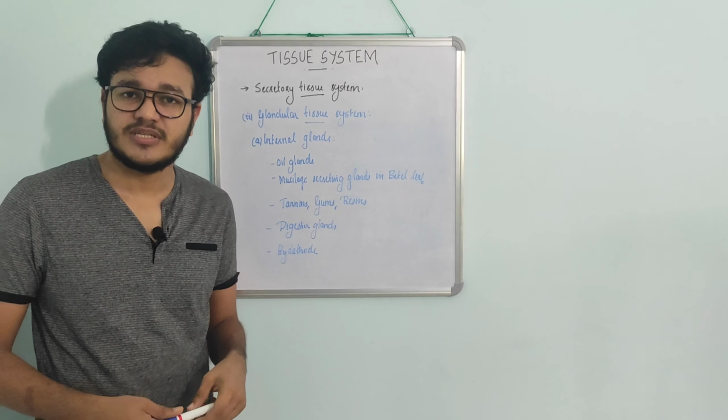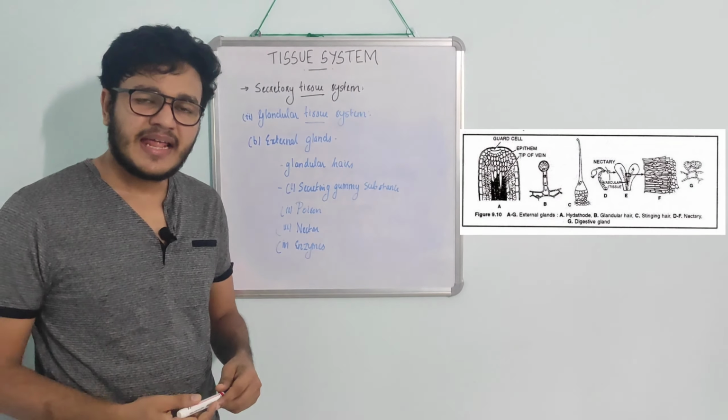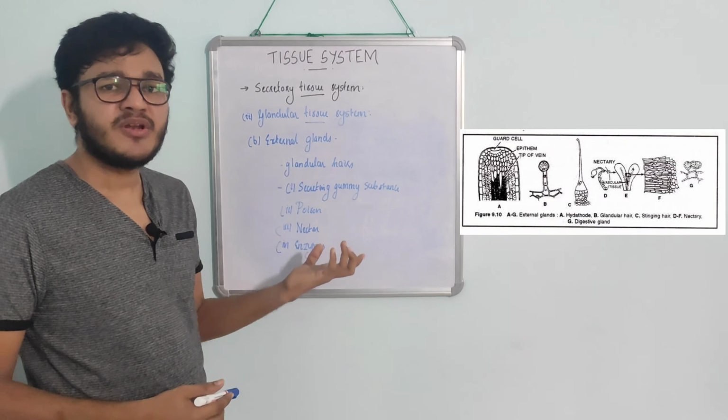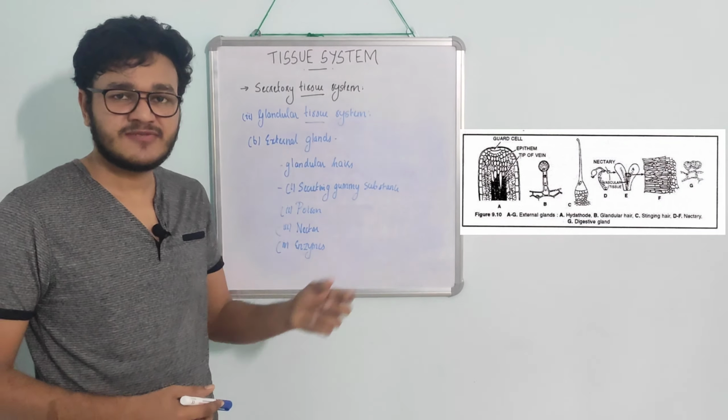Let's now focus on the external glandular tissue system. Finally, the external glands. These are the glandular tissue system which we see in the epidermis of the plant. The most important element of external glandular tissue system is the glandular hairs, which we see in the plants.